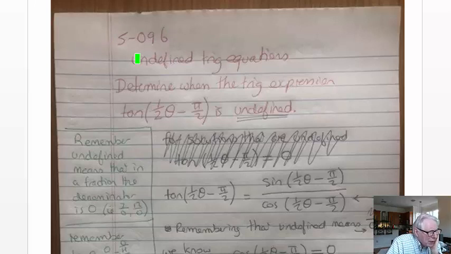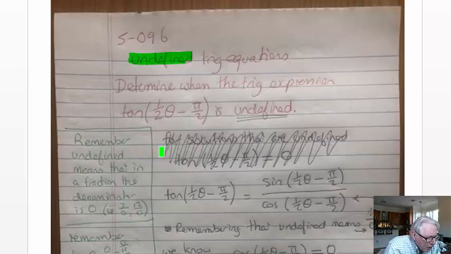So things that I'm not comfortable about is undefined, and it says denominator, and oh man, can I remember? Numerator's on top, denominator's on the bottom. So I've got to jog my memory a bit. It says determine when the trig expression is undefined. So I'll put down here, remember undefined means that in a fraction, the denominator is 0. So that's like 7 over 0 or 12 over 0. My day would say it goes to infinity. Now we say it's undefined.